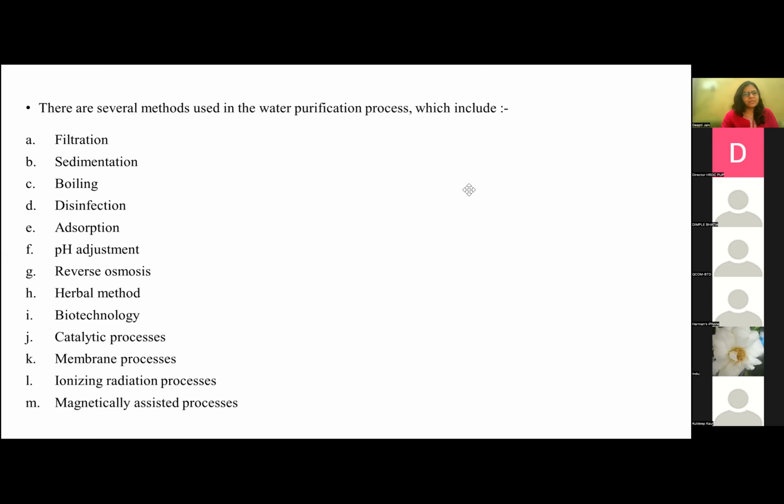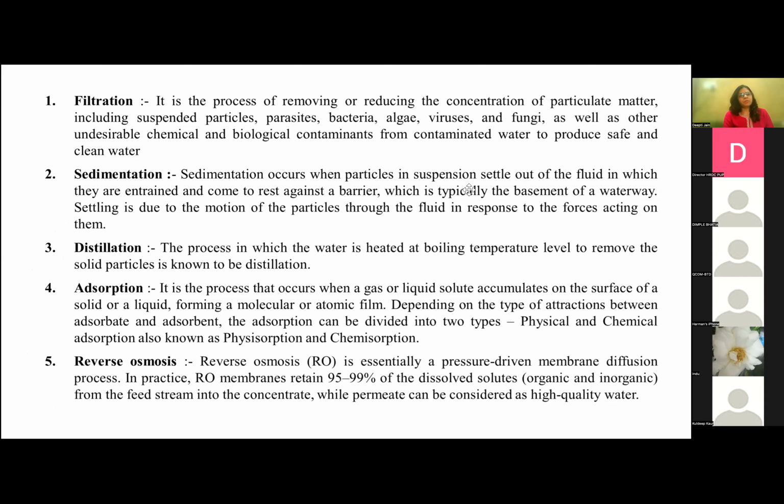So now let us deal with one method. The first method we have already discussed in detail, that is filtration. It is the process of removing or reducing the concentration of particulate matter, including suspended particles. The biggest limitation of this method is that it handles only the suspended things. The undissolved things can be removed with this method.